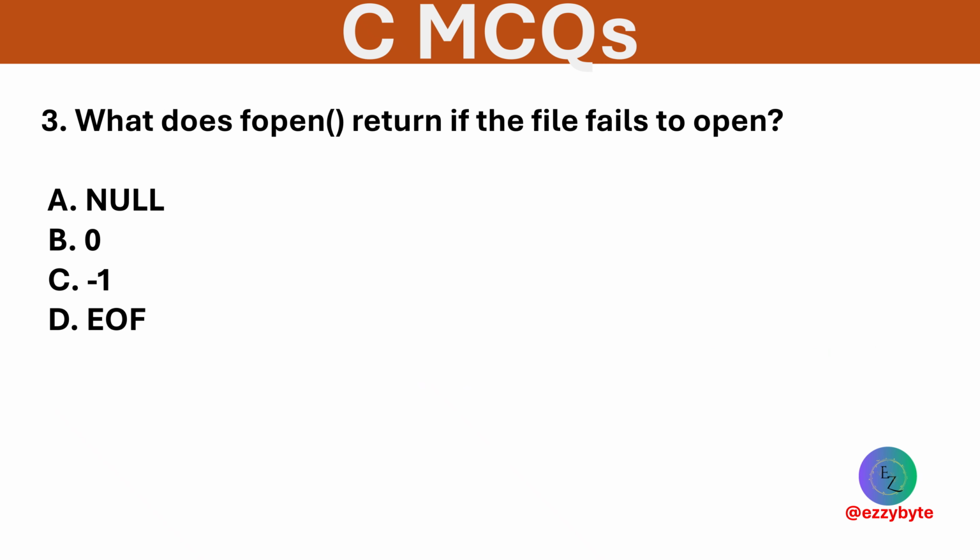What does the fopen function return if the file fails to open? Options are null, 0, -1, and end of file. Option A is correct. It returns a null pointer if unable to open the file.